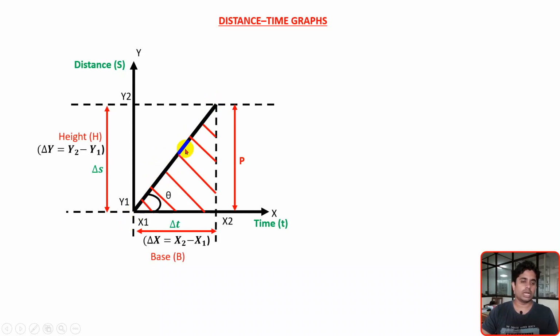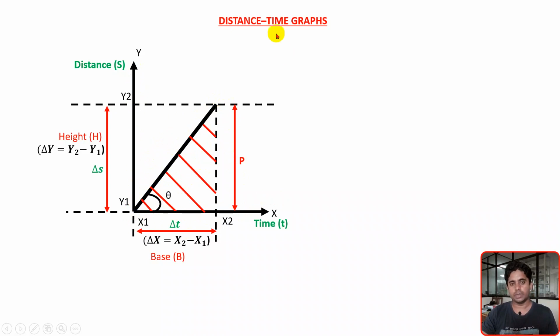Now, what this line indicates is that as time is increasing, the distance traveled by the object is also increasing. As time progresses, the distance traveled by that object will also increase.